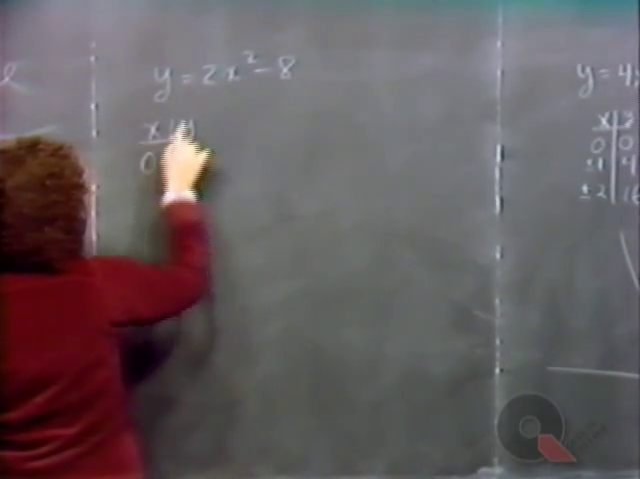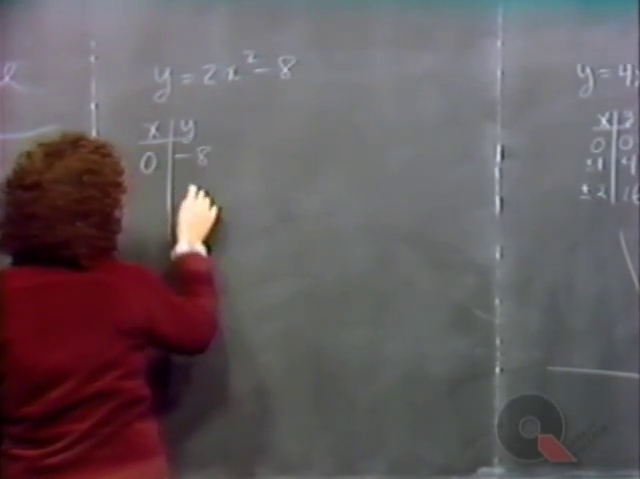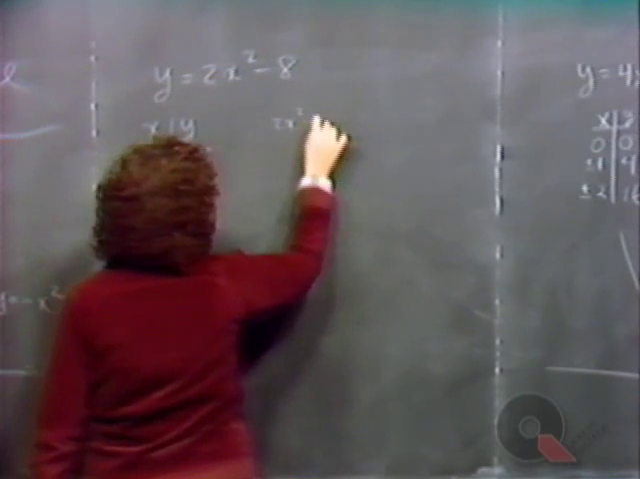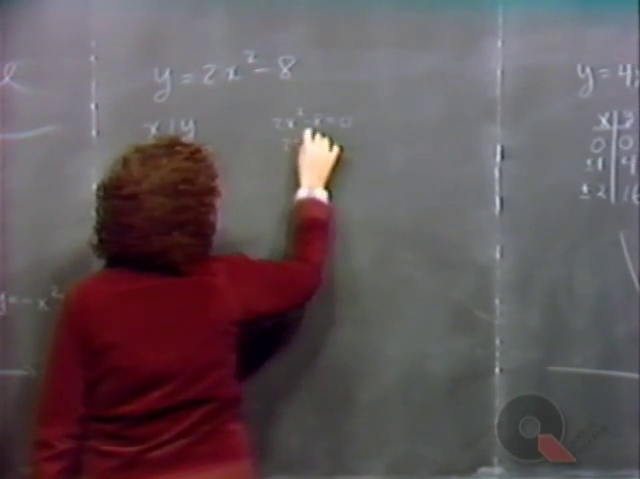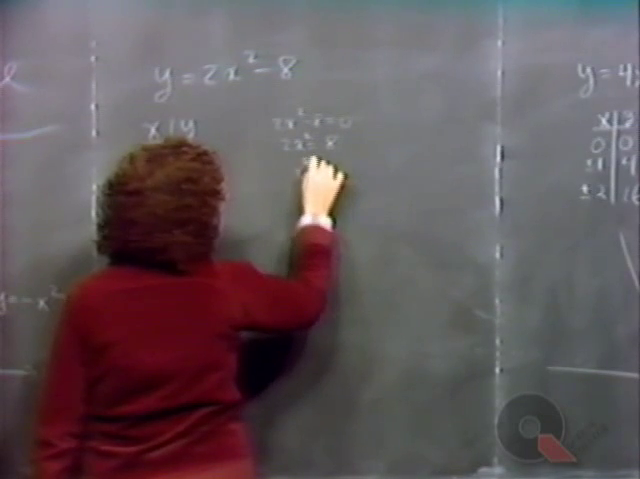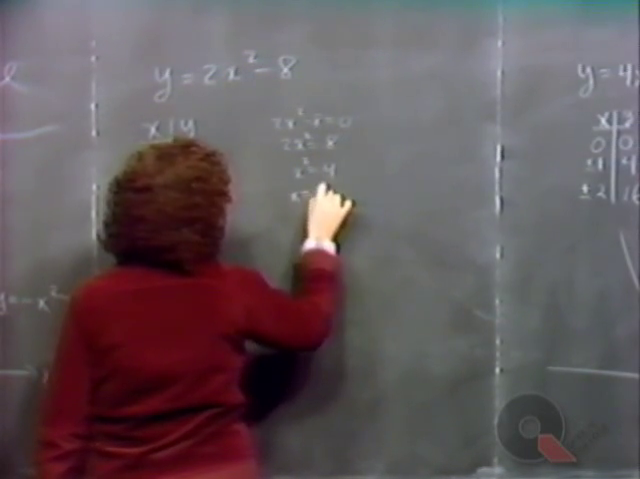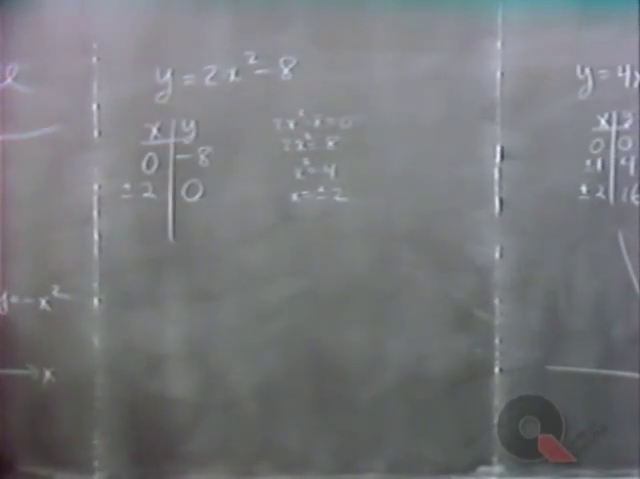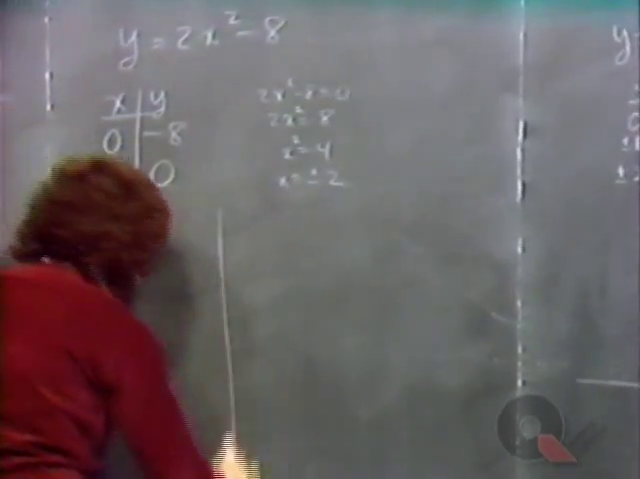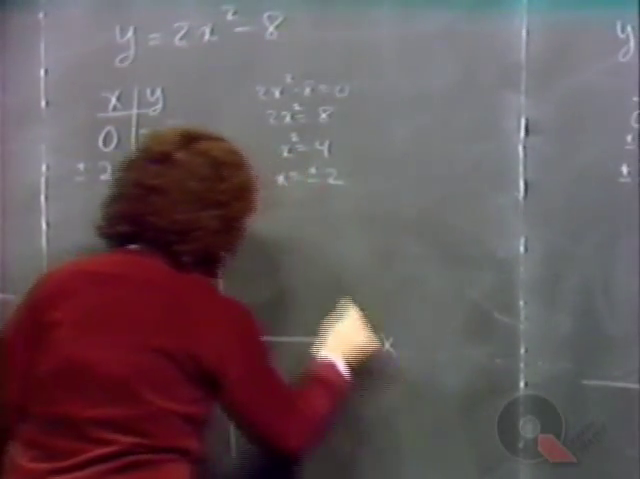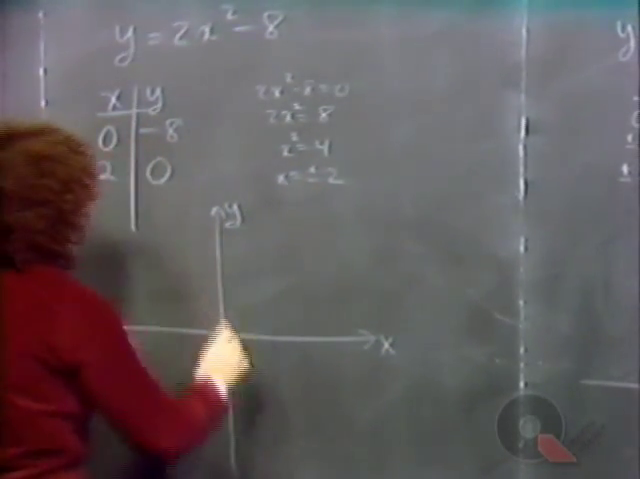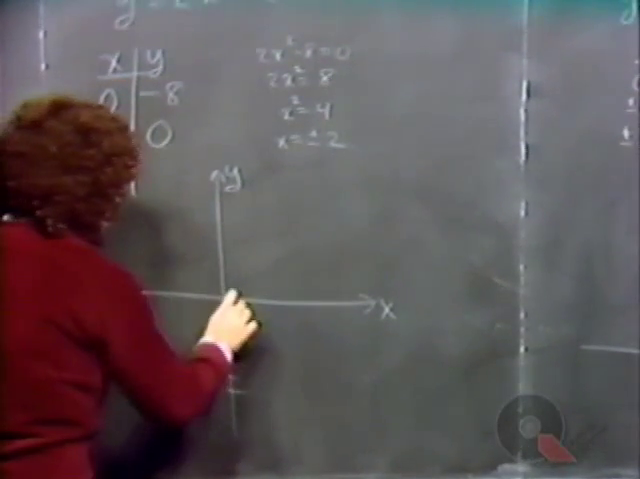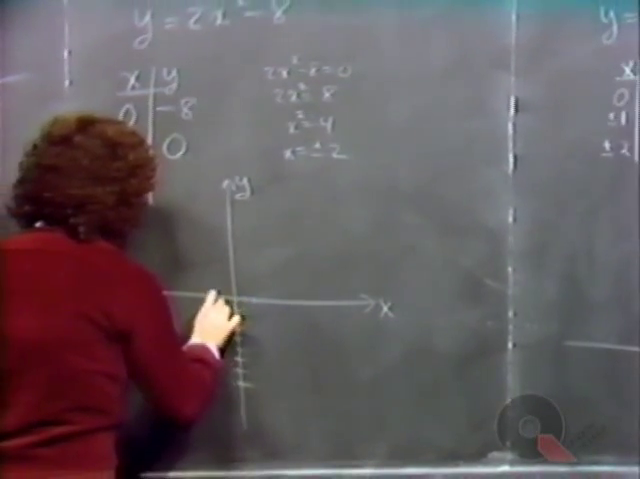If x is 0, y is minus 8. If y is 0, we'd have 2x squared minus 8 equals 0. 2x squared is 8. x squared is 4. x is plus or minus 2. So the x-intercepts are plus and minus 2, and the y-intercept is minus 8. It goes through (0, -8), (2, 0), and (-2, 0).